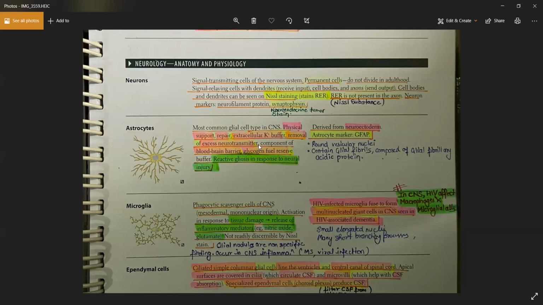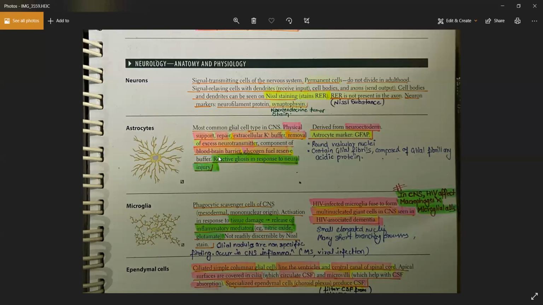They are also a component of the blood brain barrier. Basically they prevent any solute or any cell movement within the blood from entering into the brain. And they basically store the glycogen. So whenever your brain needs energy, it will come from the astrocytes, because these are the cells which are storing the fuel for the brain, right?